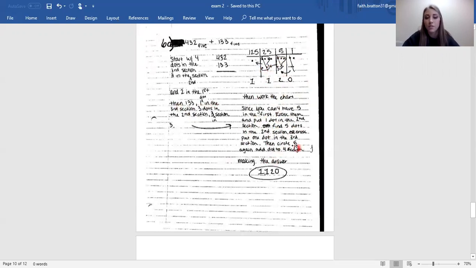Okay, then circle. Then we go to the 25 section, which is the third section. There's 5 dots in there, so of course we mark it out and add a dot over here. So then we're done. So we add up. There's 1 dot here, so 1,000. Then there's 1 dot here, so 100. Then there's 2 dots here, 20, and 0 dots here. So it comes out to be 1,120.